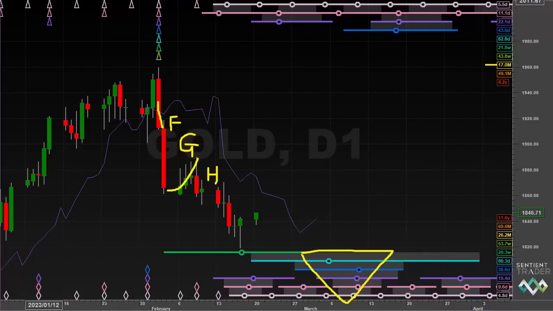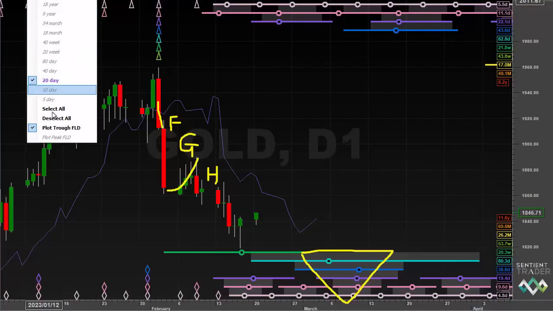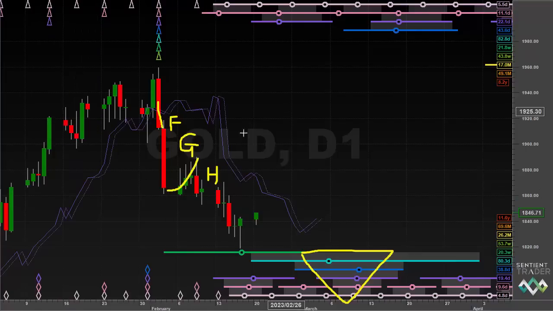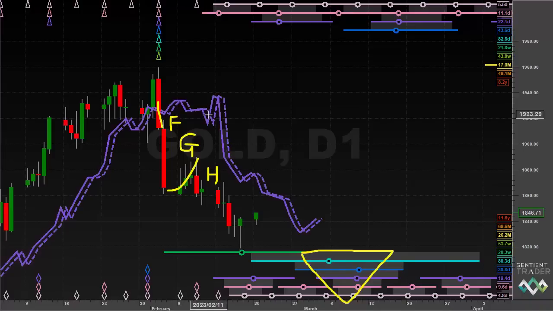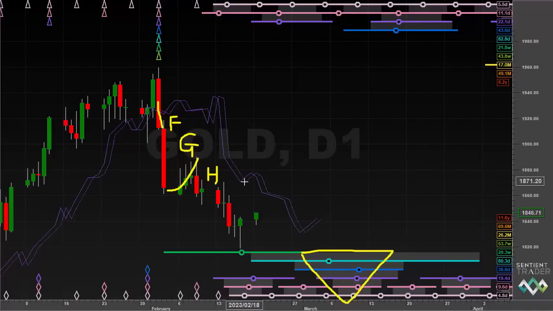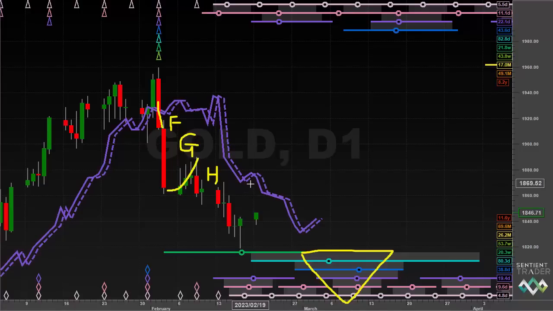So let's take a look at an FLD based upon the peak analysis. We can simply do that in Sentient Trader. In fact, we can for a moment plot both of them. You will notice an interesting thing, and this is one of the great strengths of the FLD as a tool, that the 20-day cycle FLD based on a trough analysis and based on a peak analysis is in fact very nearly the same line. They are displaced only by about 1 day from each other.